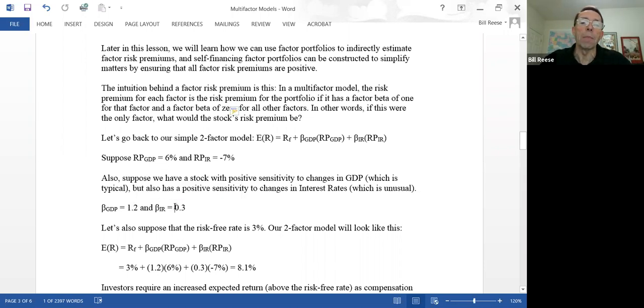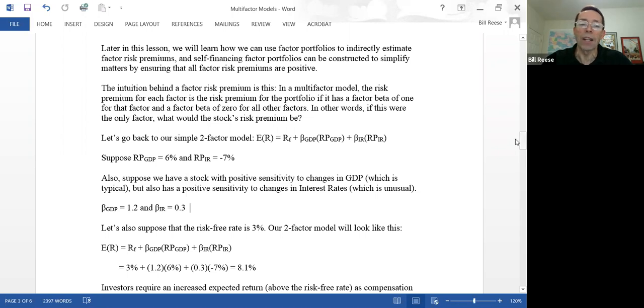And we've got a beta to interest rates of 0.3. Now, this is a little bit unusual, to have a positive beta with respect to interest rates. But it means that if interest rates go up by 1%, the stock typically goes up by 0.3%. If interest rates go down by 1%, this stock typically goes down by 0.3%. That is its sensitivity to that factor.